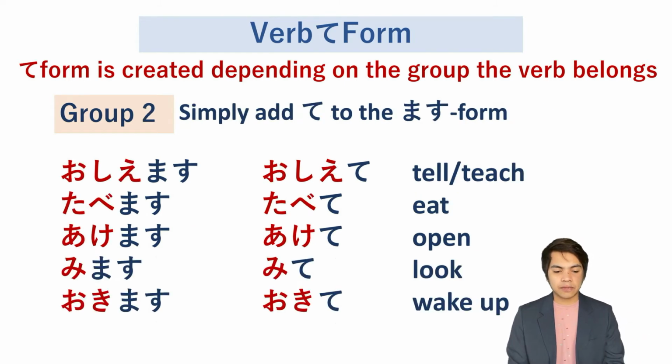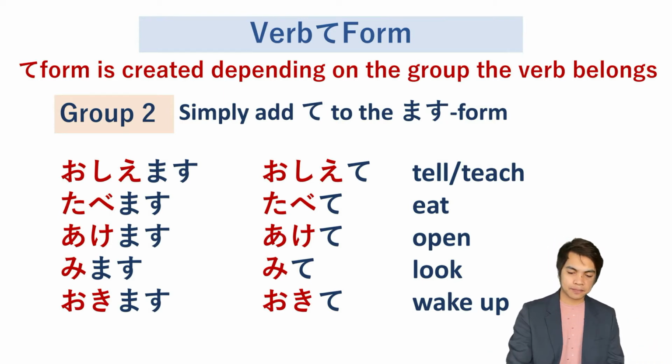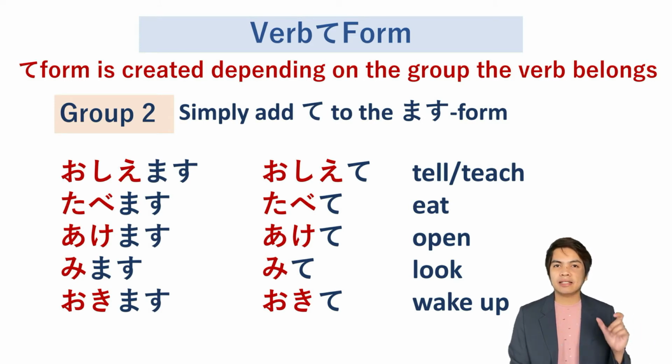Now for the group 2 verbs, simply remove the mas and add te to create the te form of the group 2 verbs. So for example, oshiemas, oshiete; tabemas, tabete; akemas, akete; mimas, mite; okimas, okite. As well as the special verbs, just remove mas and add te as long as they belong to group 2 verbs.